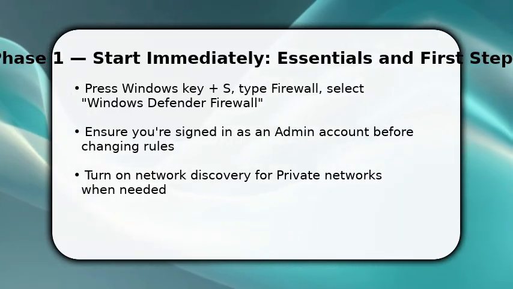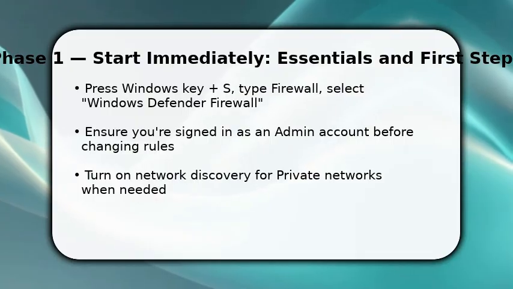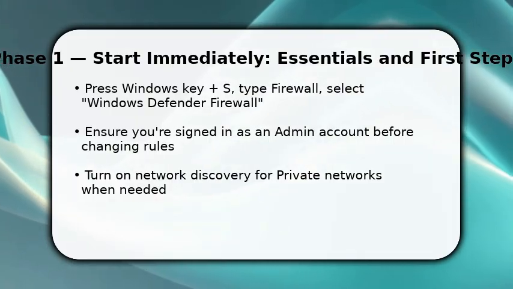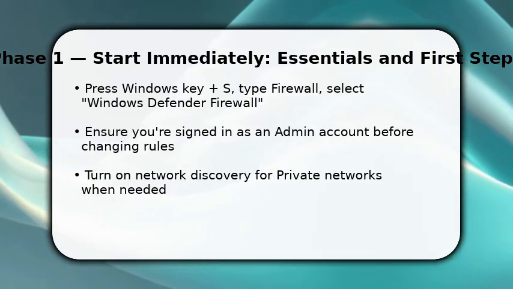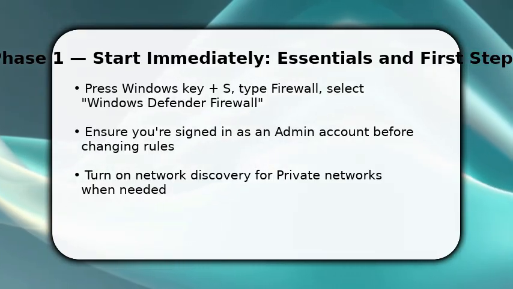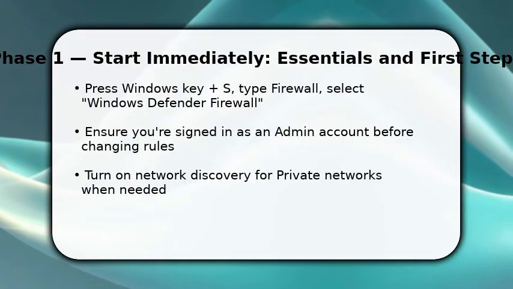Next, check the network profile. Set private for trusted home or work networks and leave public restricted. Make sure Windows Update is current. Firewall rules rely on signatures and system fixes.